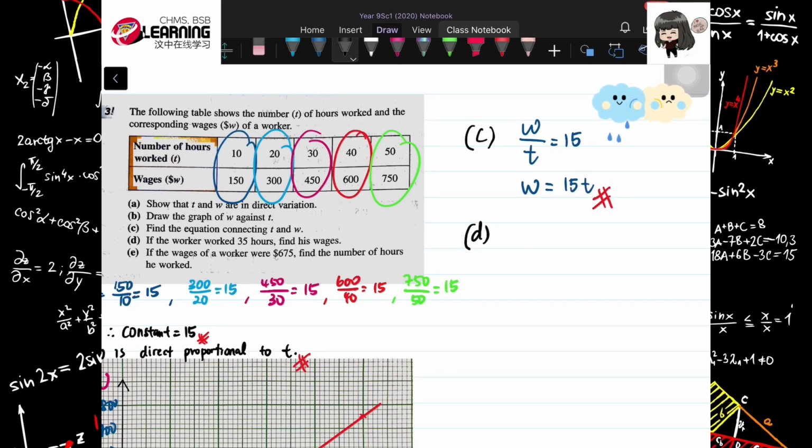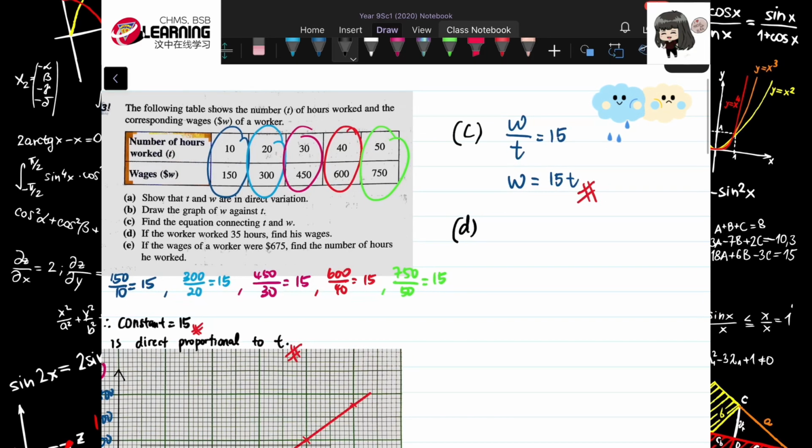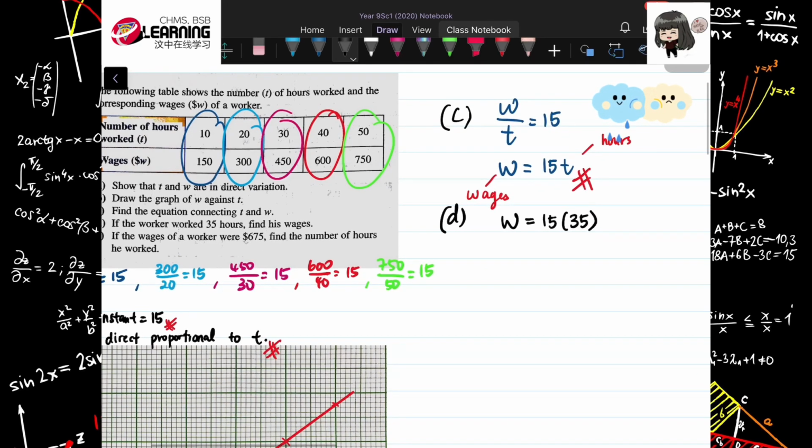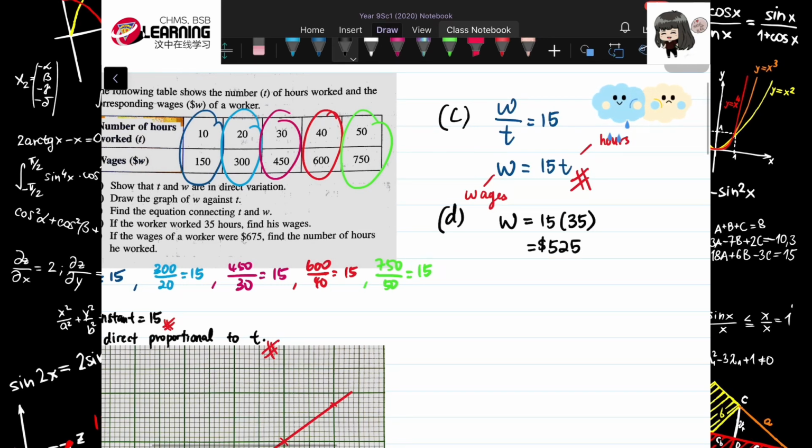Okay, so part D. If the worker worked 35 hours, find his wages. We know W represents wages, and T represents the number of hours that you work. If the worker worked 35 hours, you can just substitute in 35 hours. Since W equals 15T, you can straight away multiply 15 by 35. Your T now is 35, so you multiply and you will get $525. Okay, so this is the answer. We can just use the equation that we found just now to get the answer.